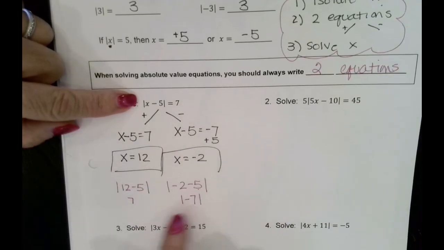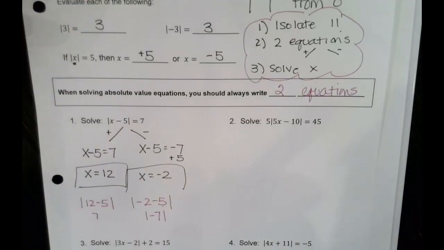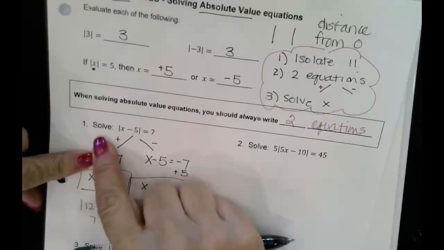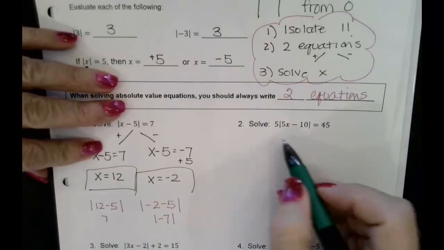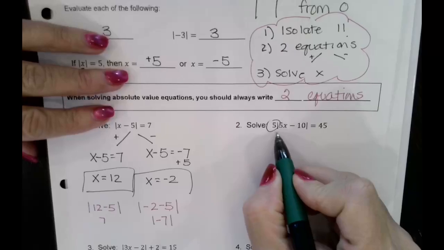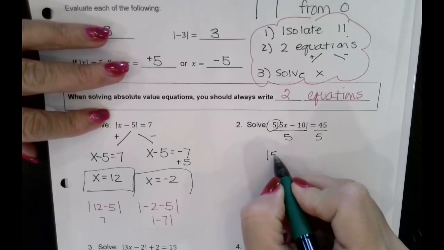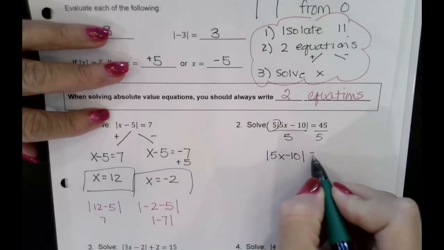So you can always go back and check your answers and make sure that you did the algebra right. Okay, now this one I cannot automatically go and do positive and negative because it's not isolated. I have to move this 5 first. So to do that, I divide both sides by 5. So I get 5x minus 10 equals 9.